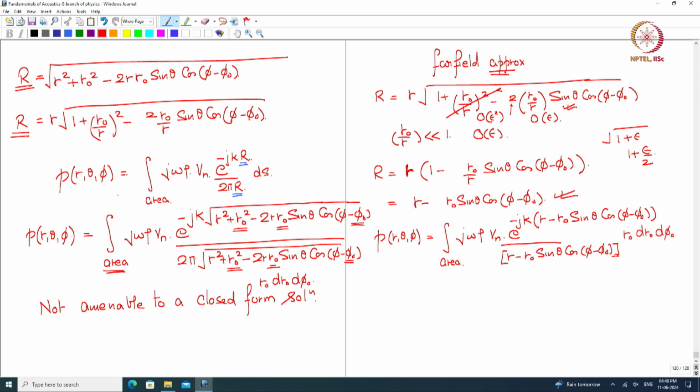In the numerator, it is not linear. They come under e to the power of minus j k of some r minus r0. This means what? This is cos of k(r minus r0) etc., plus j sine of k(r minus r0) etc.